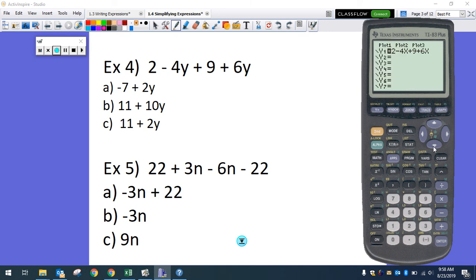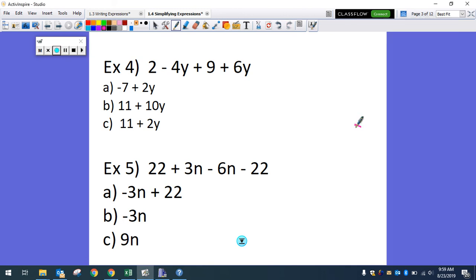So let's try A. Negative 7 plus 2x. See if those look the same. They do not. Let's try 11 plus 10x. Graph that. That's what I want it to look like. Nope, that's not right. So it's got to be C, but let's just look at it just to make sure.